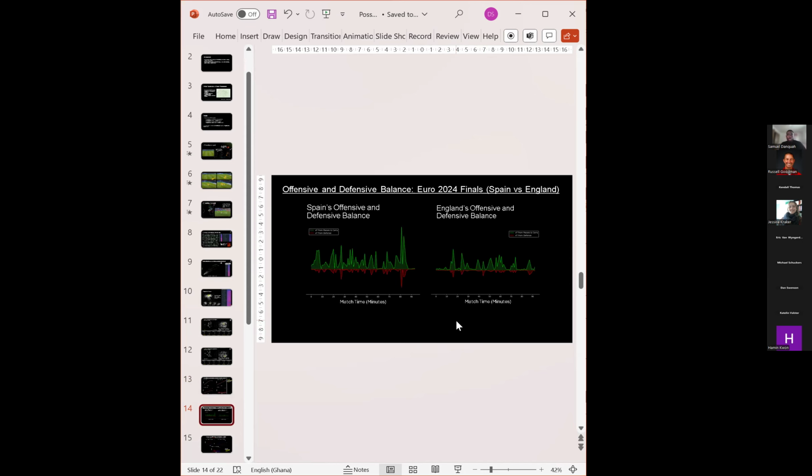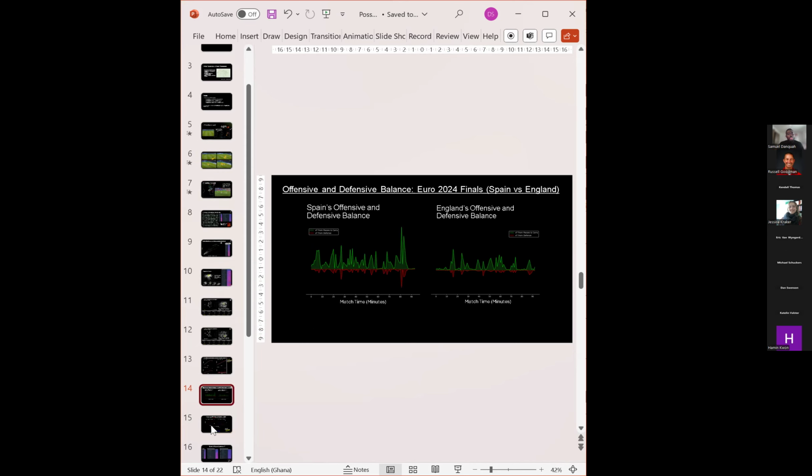Yes, you can. So at this point, with regards to the defensive side, that is what is clearly seen on the defensive side and also the offensive side for both teams.